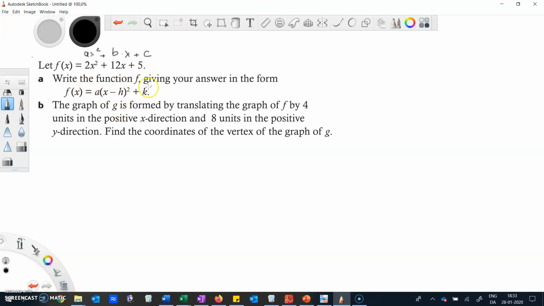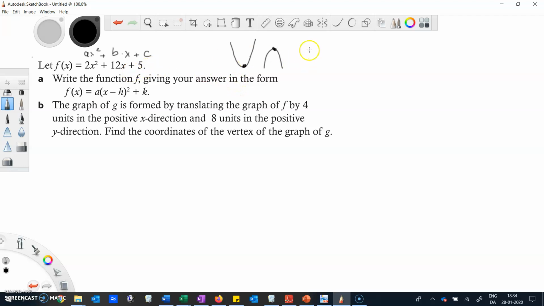Now, you have to write the equation in this form. This form is called the vertex form. What's the vertex? Well, the parabola, right? It has this kind of shape, and the vertex is the minimum if the parabola is open upward, but it's the maximum if the parabola is open downward, right?